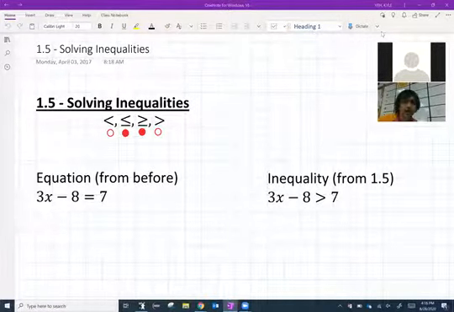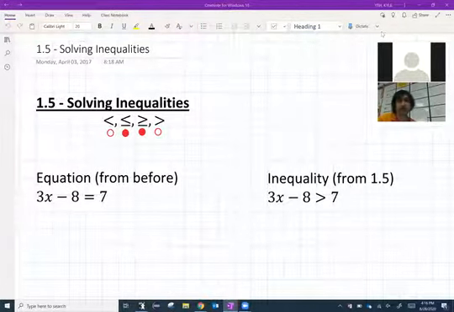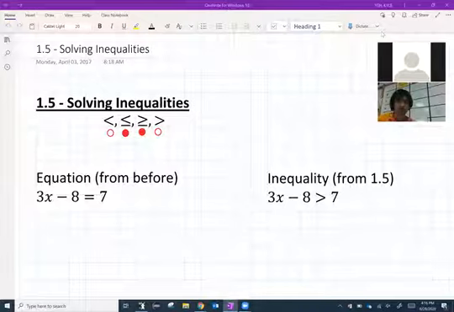Hey guys, Mr. Ye here, and today I'm going to be covering section 1.5 from our textbook, which deals with solving inequalities. And the good news is, if you are comfortable with solving equations, then this section should be pretty familiar to you. It should go pretty well, so let's dive in.